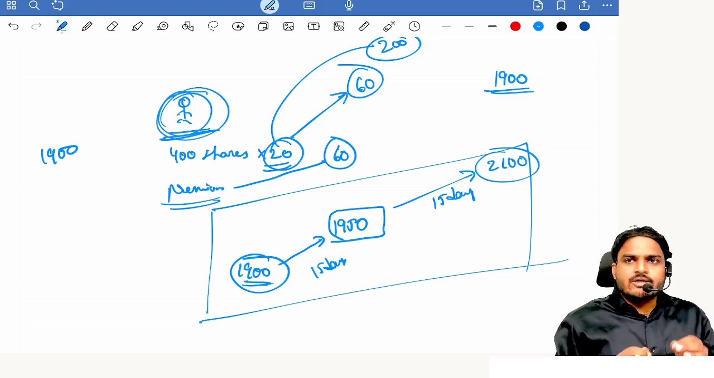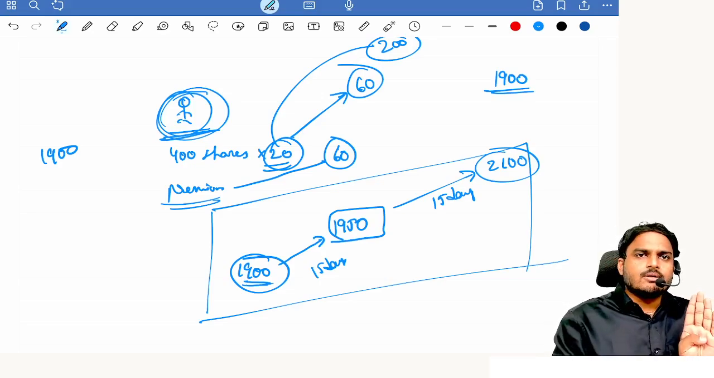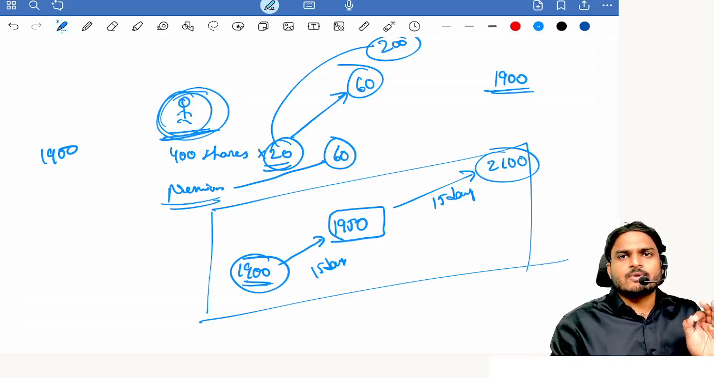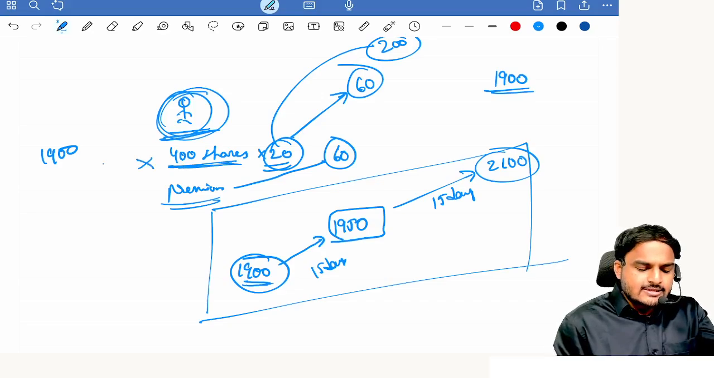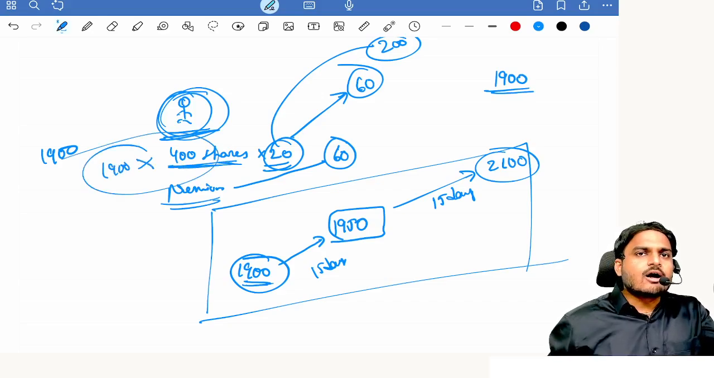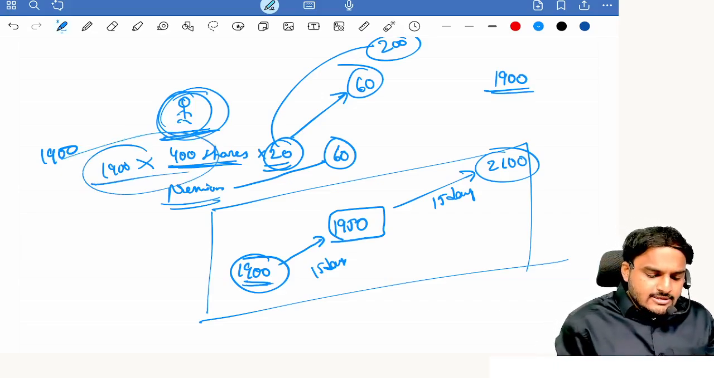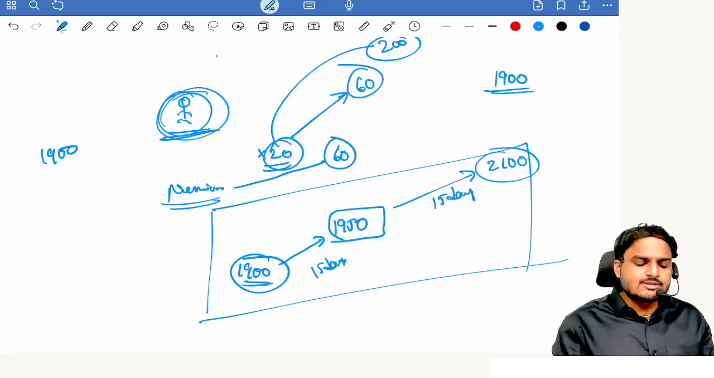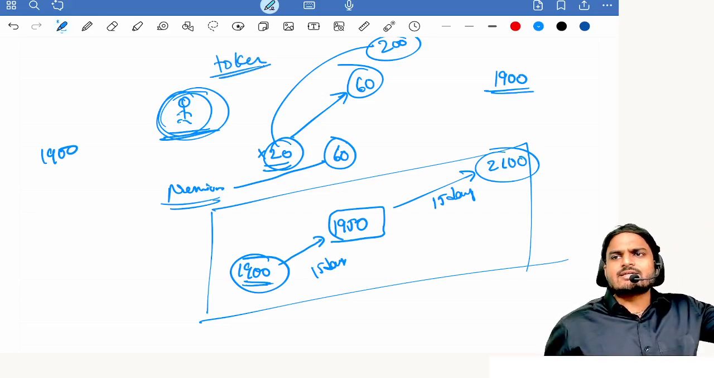First of all, everyone getting my point? The premium amount is nothing but a token. The person who is selling that option is giving me a token. Using the token, I can purchase how many shares? 400 shares. At what price? 1900. So at the end of 1 month, I will have two options: either purchase these shares, or second option, sell this token. I will sell this token to someone who is interested in Infosys shares.